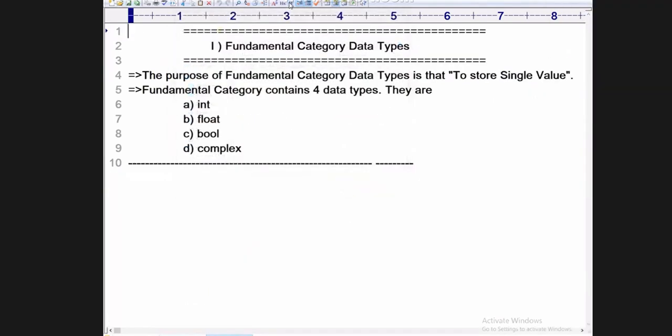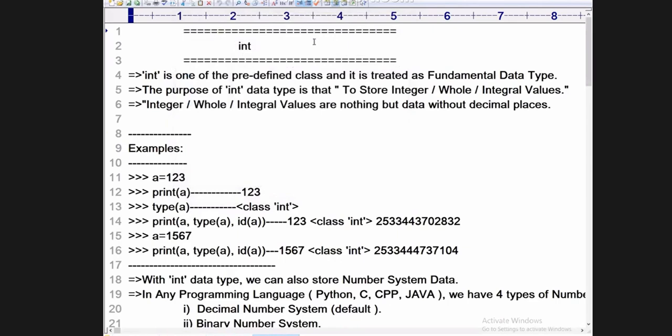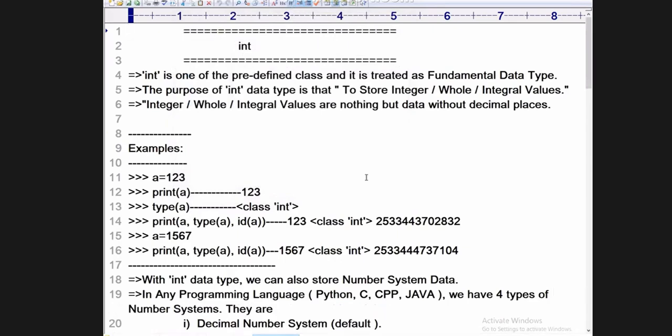Dear students, fundamental data types are meant for storing a single value, and they contain four data types, which I already explained in the class: int, float, bool, and complex. We started with the int data type in the last session. It was discussed partially.